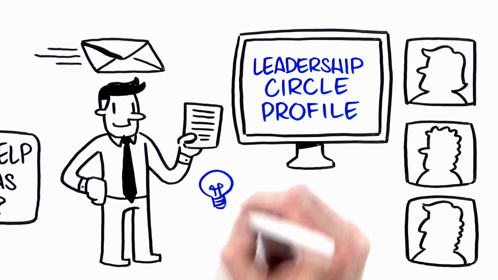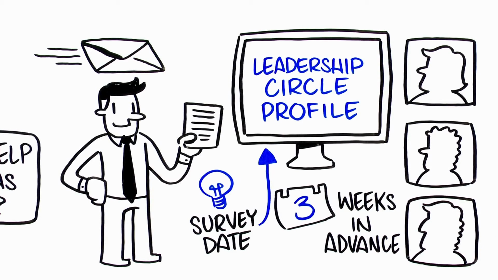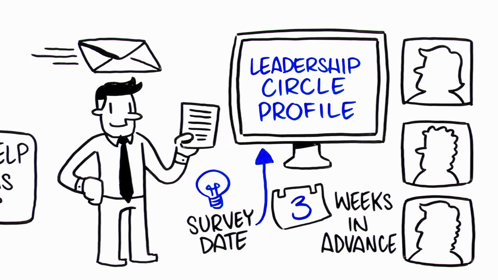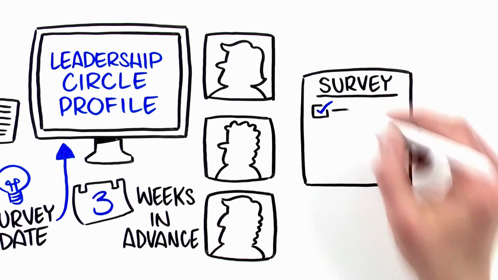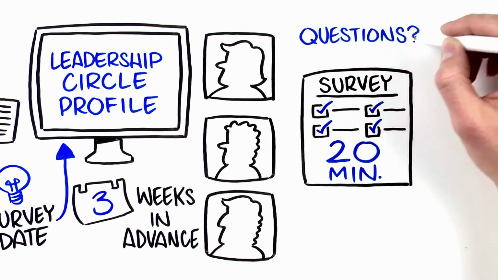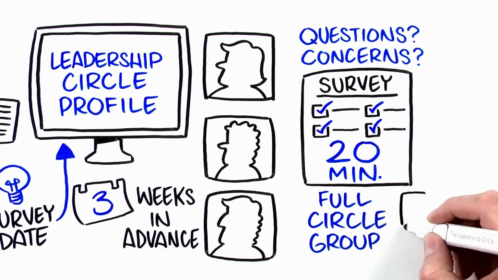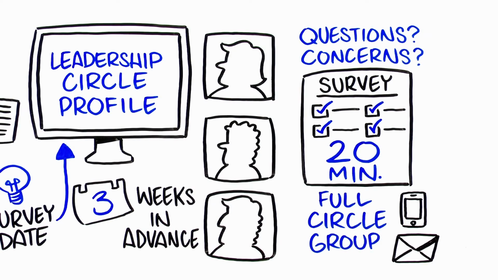Make sure you know your survey completion date and plan to get started at least 3 weeks in advance so that you and your evaluators have plenty of time to complete the survey. Once your evaluators start the survey, it will take only 20 minutes to complete. If you have any questions or concerns at any point in this process, reach out to your Full Circle group contact by phone or email.